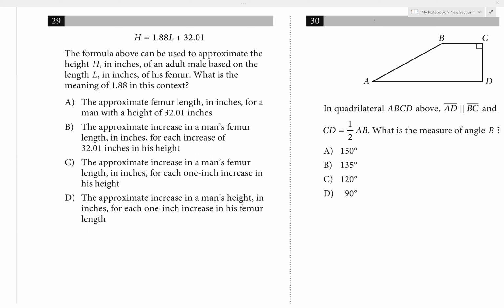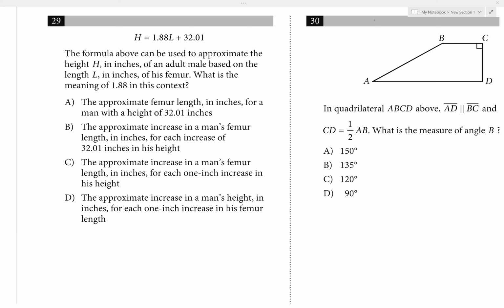All right. So the approximate femur length in inches for a man with a height of 32.01. The approximate increase in his femur length in inches for each increase of 32.01 inches in his height, or the approximate increase of the femur length in inches for each 1 inch increase in the height, or the approximate increase in height, right, inches for each 1 inch increase in the femur length. Okay.